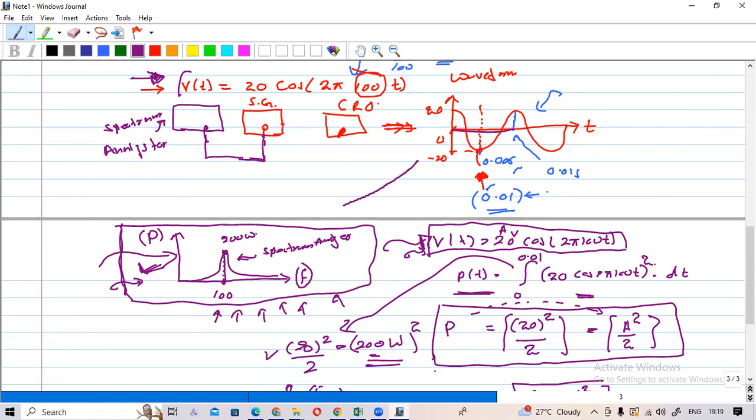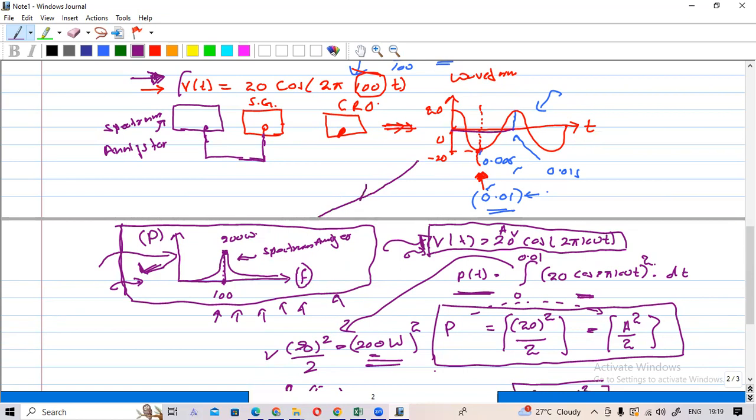So actually this transformation is done by Fourier analysis, okay? That is the function of the Fourier analysis, okay?